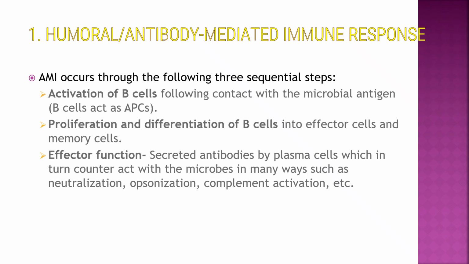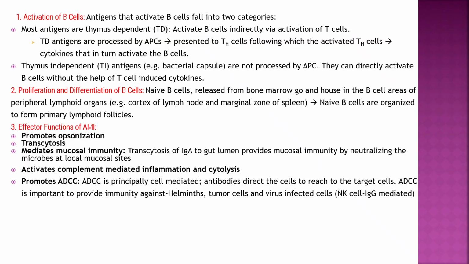Third, effector function: antibodies secreted by plasma cells, which in turn counteract the microbes in many ways, such as neutralization, opsonization, complement activation, etc. Activation of B cells: antigens that activate B cells fall into two categories. Most antigens are thymus dependent antigens. They activate B cells indirectly via activation of T cells.